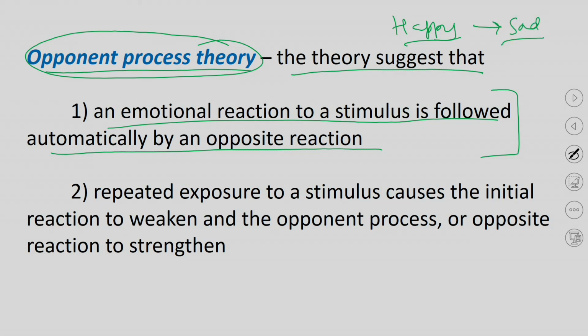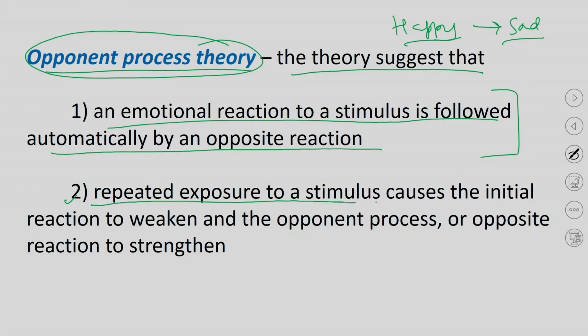So, if you feel very happy, if there is a doctor who is operating on a patient and he feels happy about his success, then immediately after the operation he starts feeling sad for whatever reason. And so, opponent process theory says that if one emotion sets up in someone, a contrary emotion, a second, opposite emotion, also sets up very quickly in the situation.